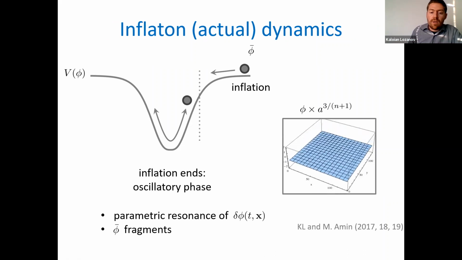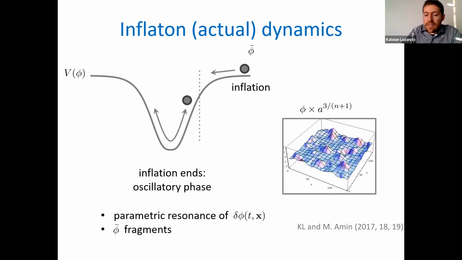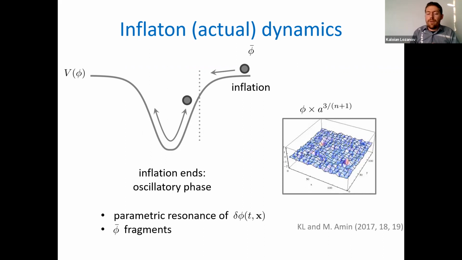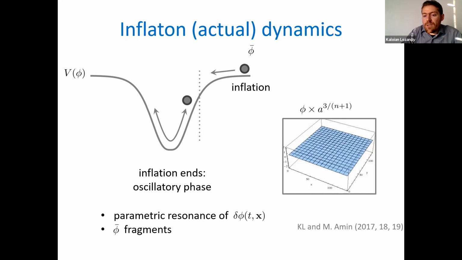Instead, we show that the oscillations of the inflaton condensate can resonantly amplify its own spatial inhomogeneities, eventually leading to its complete fragmentation, as shown in the video. As you can see, the actual dynamics can be highly nonlinear, very different from the homogeneous case. And the question is, how does all of this affect the equation of state?